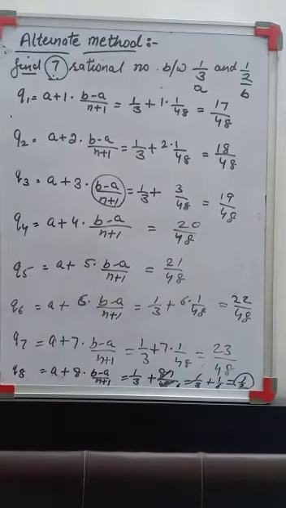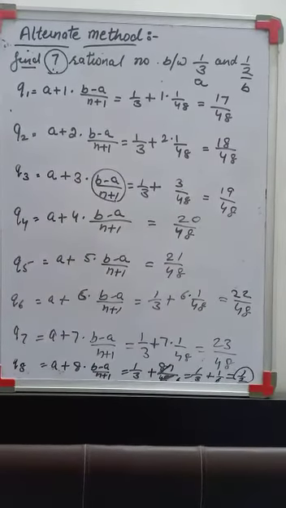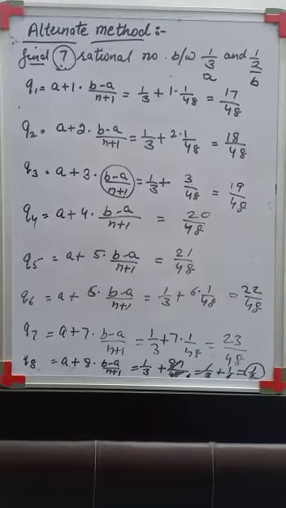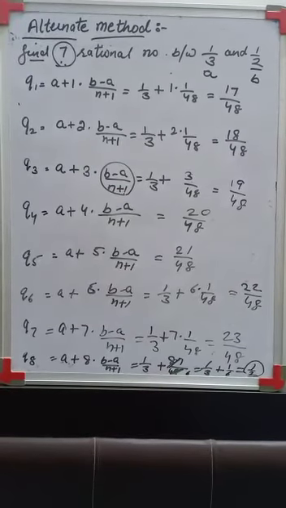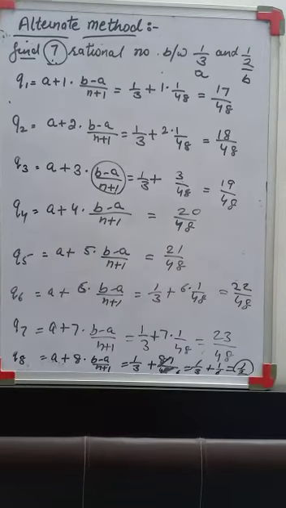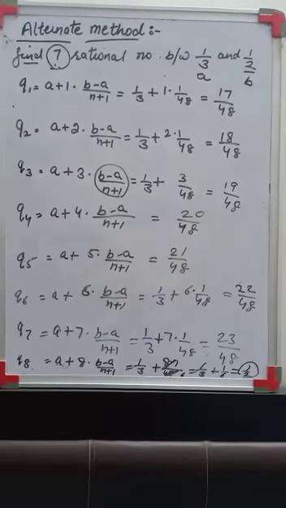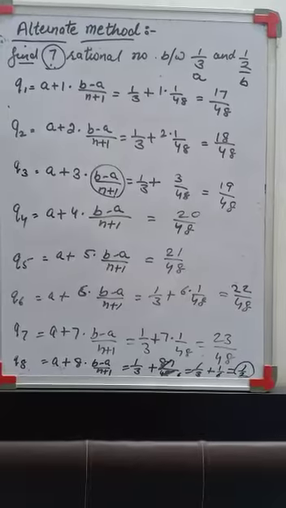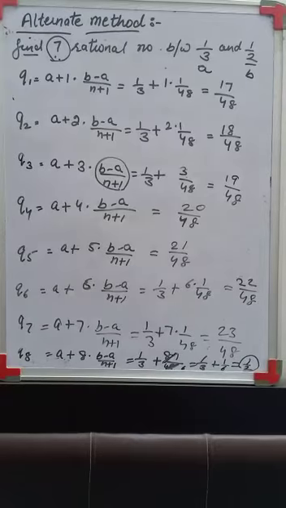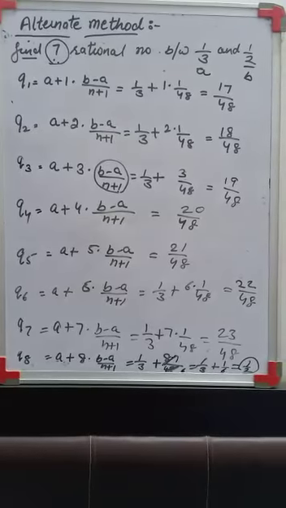And 1 by 2 is the upper number. That means these numbers, 17 upon 48, 18 upon 48, 19 upon 48, 20 upon 48, 21 upon 48, 22 upon 48, and in the last we have calculated 23 upon 48, are the 7 rational numbers in between 1 by 3 and 1 by 2. In this way you can calculate the exact numbers. If you want to calculate 8 numbers, accordingly n plus 1 will change. If you are calculating only 5 numbers, n plus 1 will become 5 plus 1, that is 6. So in this way you can calculate a finite number of rational numbers in between two rational numbers.